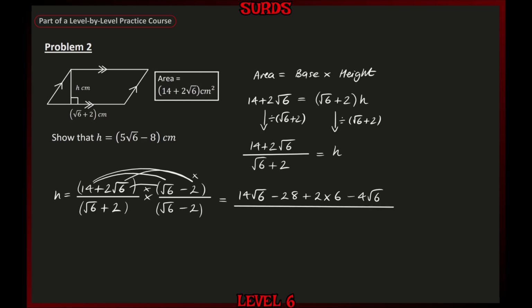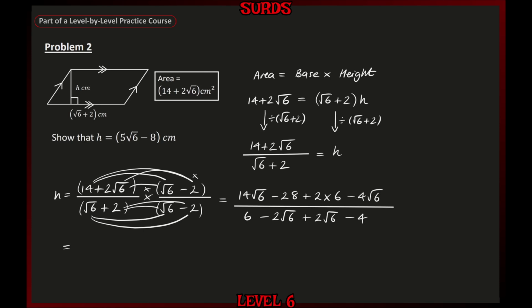Similarly, in the denominator, we're going to expand. So root 6 times root 6 is 6. Root 6 times minus 2 is minus 2 root 6. 2 times root 6 is plus 2 root 6. And 2 times minus 2 is minus 4.